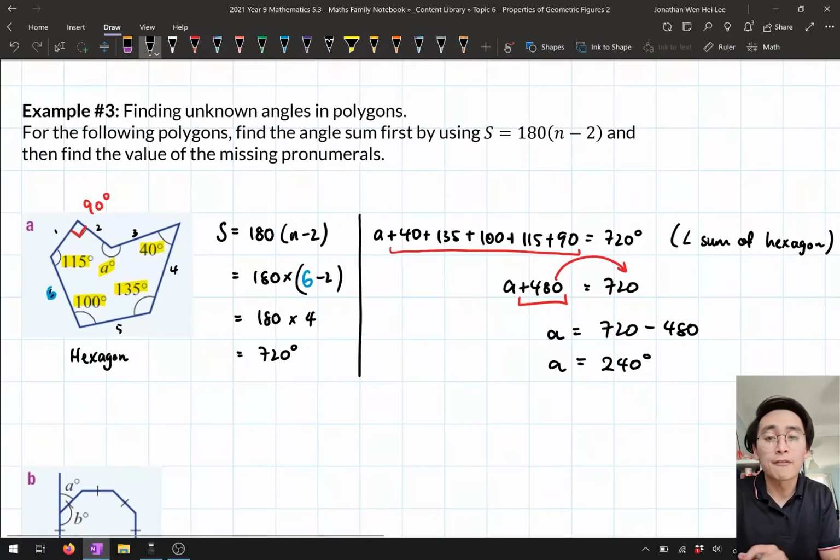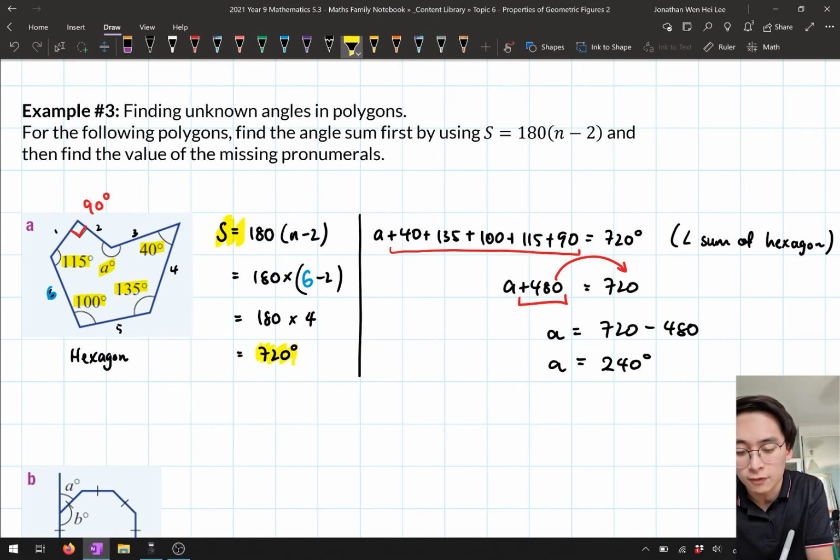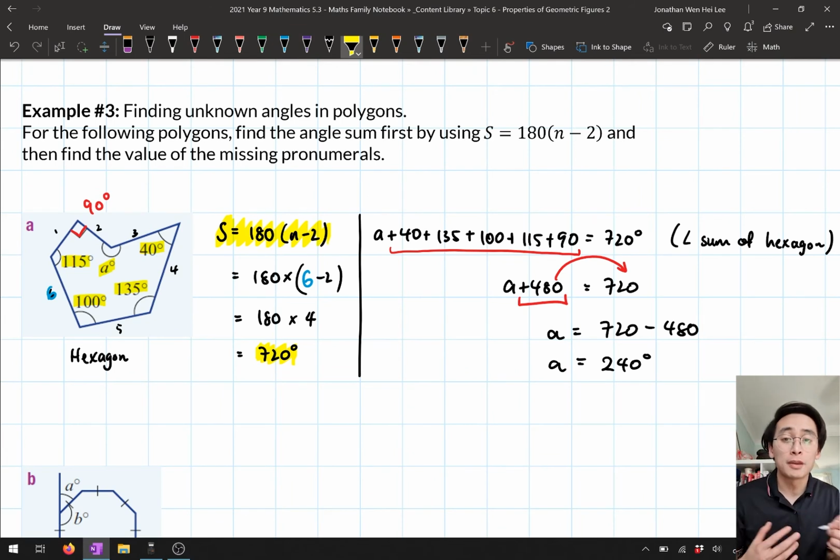So here, if we have a polygon which isn't a triangle or a quadrilateral where we know the angle sum, what we need to do first is identify the angle sum. So we have to use the angle sum formula to find the angle sum for my given shape. Then once I've done that, I do the exact same step.